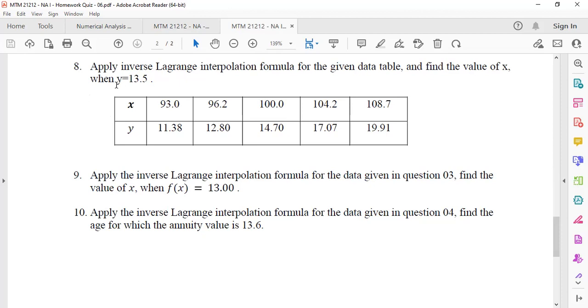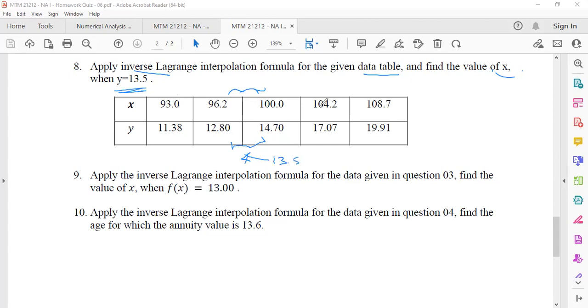What it says is: apply the inverse Lagrange interpolation formula for the given data table and find the value of x when y is equal to 13.5. They have mentioned this method. See here, they gave the y values 11.38, 12, 14, 17, 19, something. So just get an idea where it will be. The x values are 93, 96, so somewhere around 97 or some number like that we should have. That is also a confirmation of your answer.